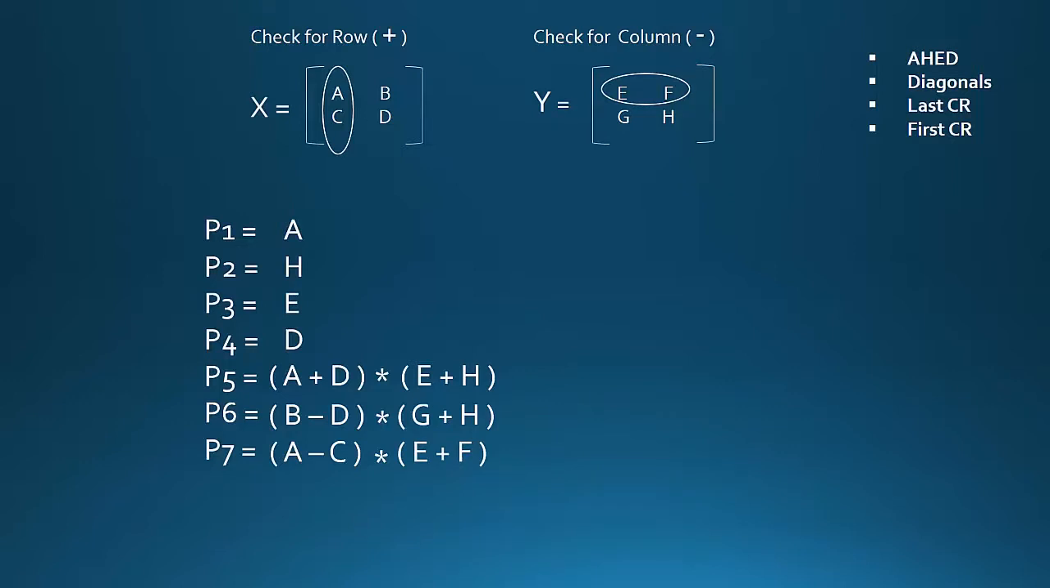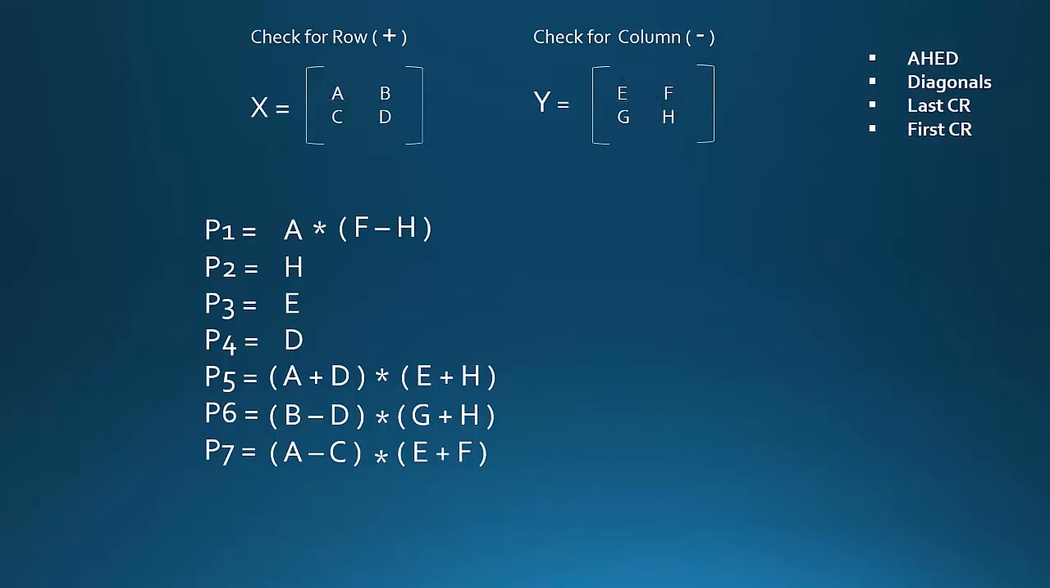Now we have to complete P1, P2, P3 and P4. Now consider P1. In P1 we have A. In the other matrix, the corresponding element of A is E. Since we are in Y, we have to check for columns, and the opposite column is FH. Since it is a column, we will write F minus H.